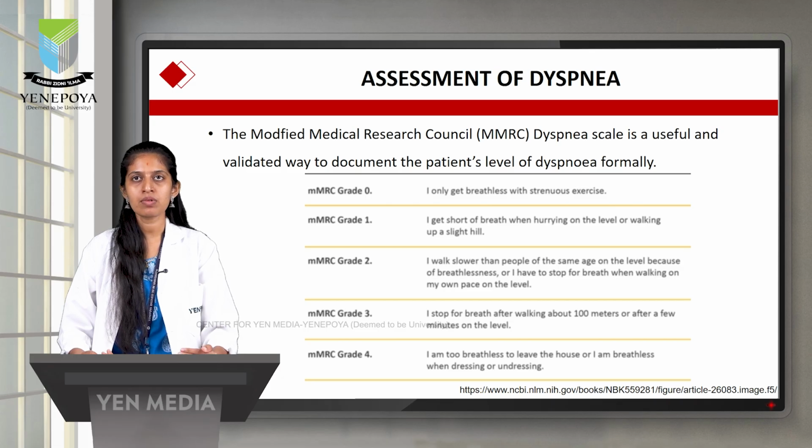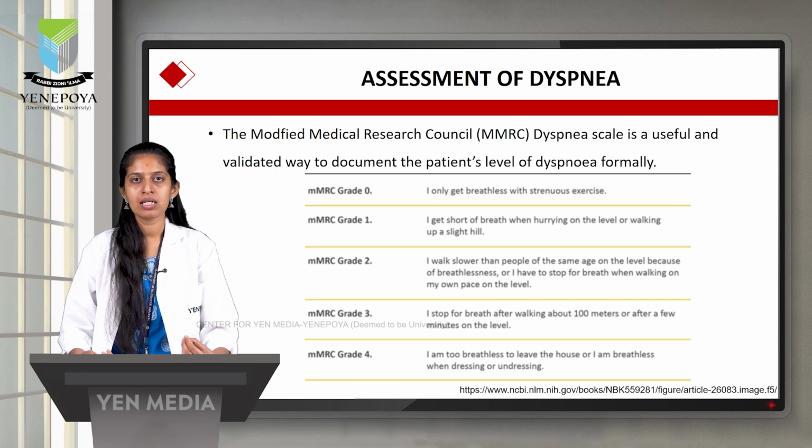Grade 0 focuses on where the person is doing some kind of strenuous exercise where the patient might feel breathlessness. Grade 1 is when a person is walking on a slight hill and the patient might feel, I'm having shortness of breath. In grade 2, a person of the same age can have no breathlessness, but the one who already has that severity of breathlessness might end up breathless while walking.